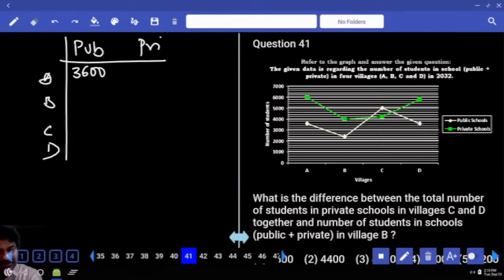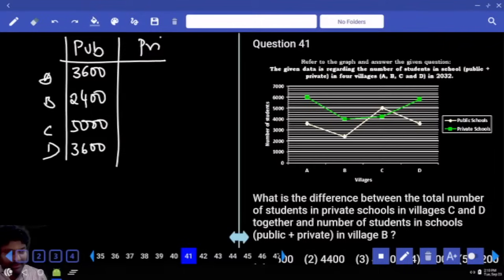3,600, follow the line, 2,400, 5,000, 3,600. Next, private, green color, 6,000, 4,000, 4,200, 5,800.